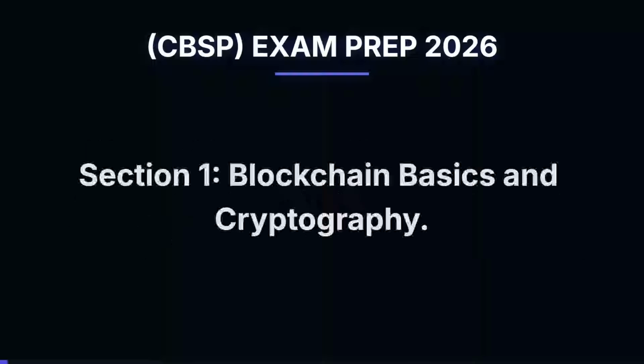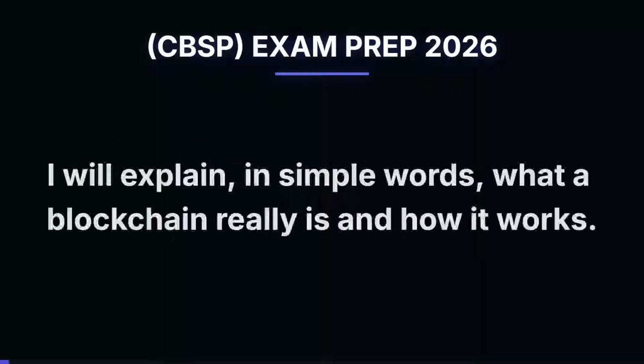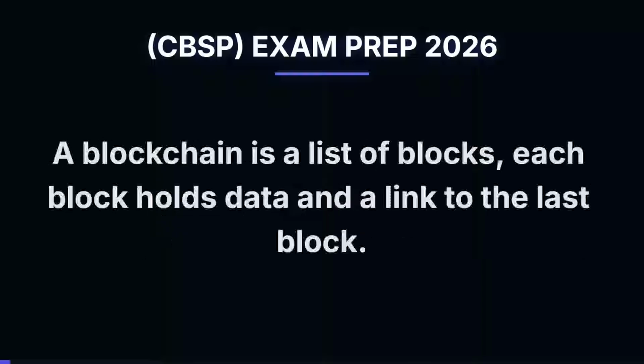Section 1. Blockchain Basics and Cryptography. I will explain, in simple words, what a blockchain really is and how it works. A blockchain is a list of blocks. Each block holds data and a link to the last block. We call the link a hash, and it helps keep data safe from quiet changes.